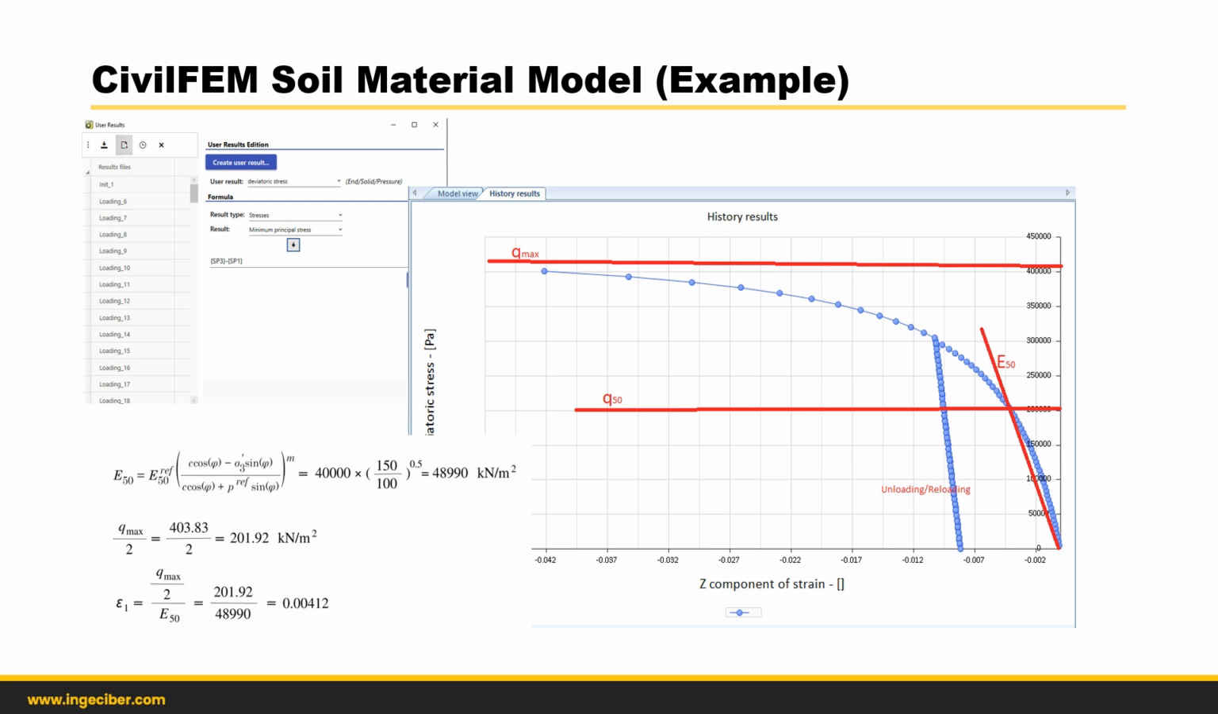We can observe that the maximum value of the deviatoric stress corresponds to the asymptote of the hyperbolic curve. Then we can see the secant stiffness modulus for 50% of the maximum deviatoric stress. This value will correspond with the one calculated from the reference value introduced by the user, taking into account the stress dependency, in this case 150 kilopascals.